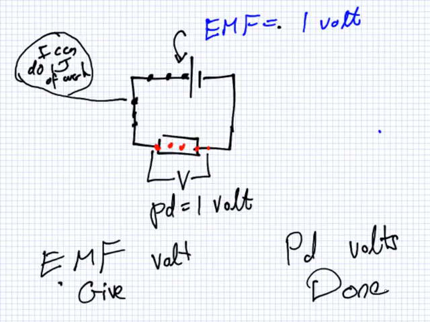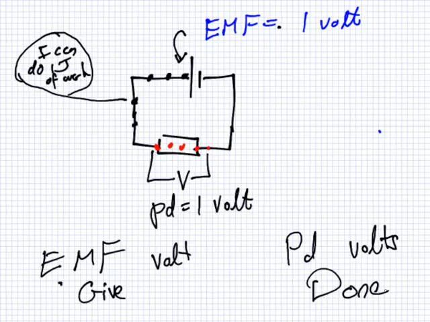Oh my goodness. Alright, okay. So, an EMF of 1 volt gives 1 coulomb the ability to do 1 joule of work. You know you can get this on the video later when you watch it again, right?